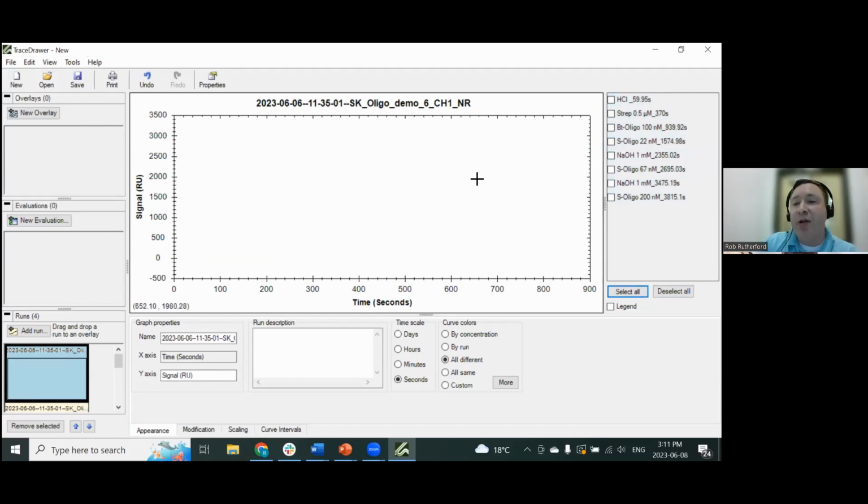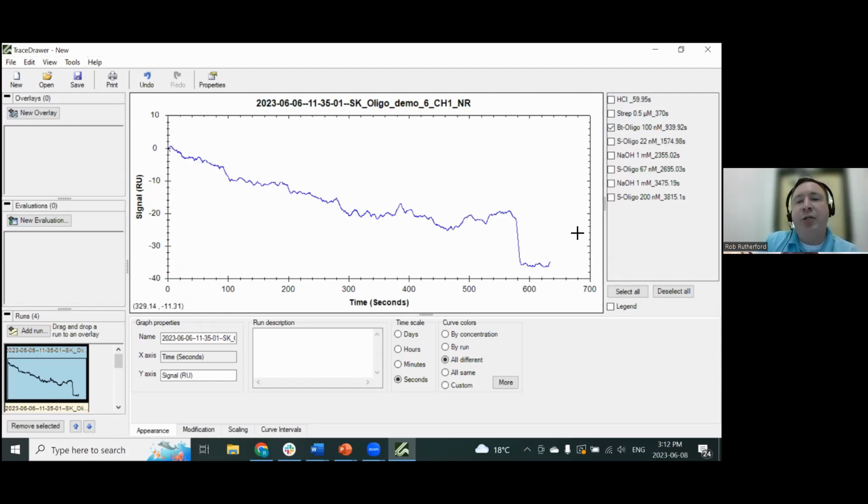It removes everything. And then you can go through and you can look stepwise at each injection if you like, or you can focus in specifically on ones that are of interest to you. So in this case, I clicked on our ligand, which is the biotinylated oligo, and you can see it's a fairly flat line. By right-clicking and choosing Zoom to Extents, you automatically rescale everything, and this allows you to see how my ligand immobilization looks.